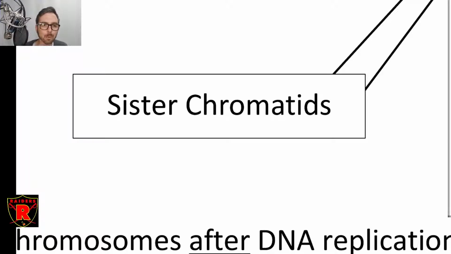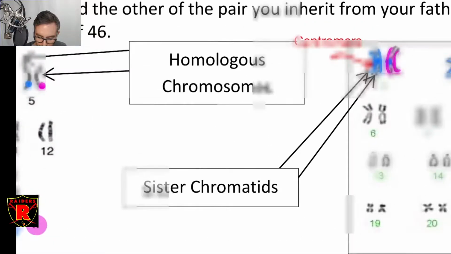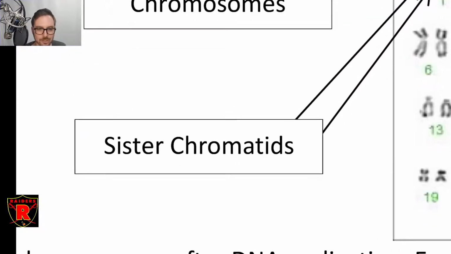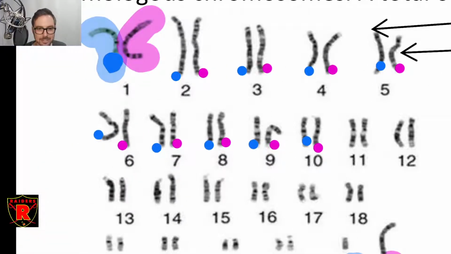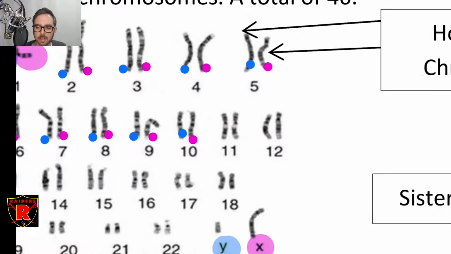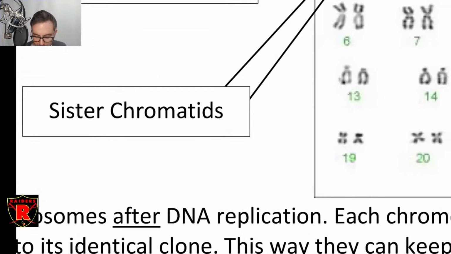So the number one thing that people confuse during this process in grade 10 and grade 11 is that they mix up homologs and sisters. So homologs are, again, the same genes. They code for the same things, but they're not identical to each other. You have one from your mom and one from your dad, and they're not identical. Sisters are identical to each other.